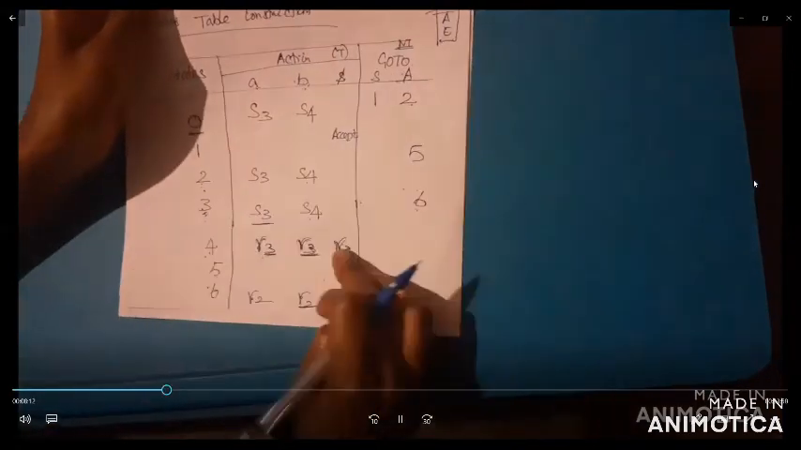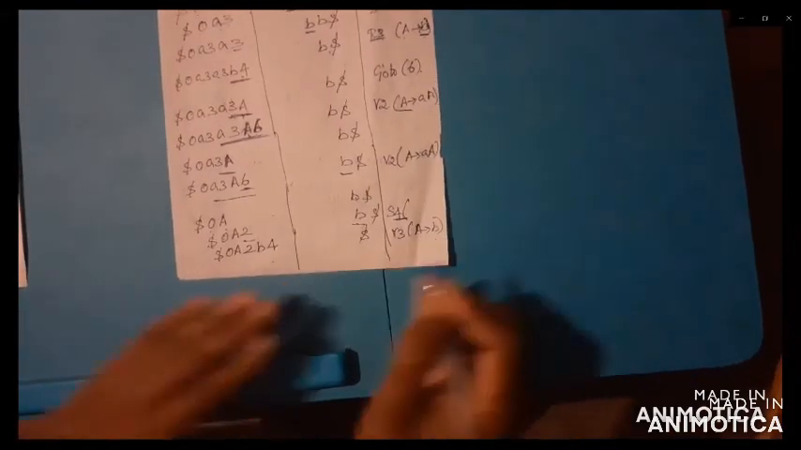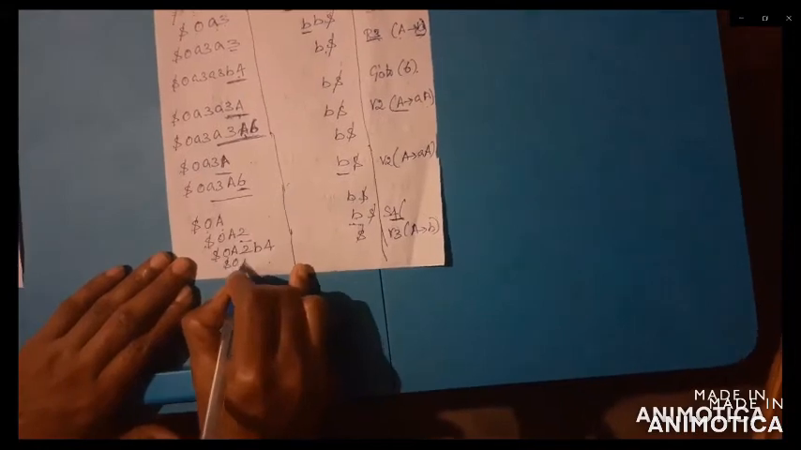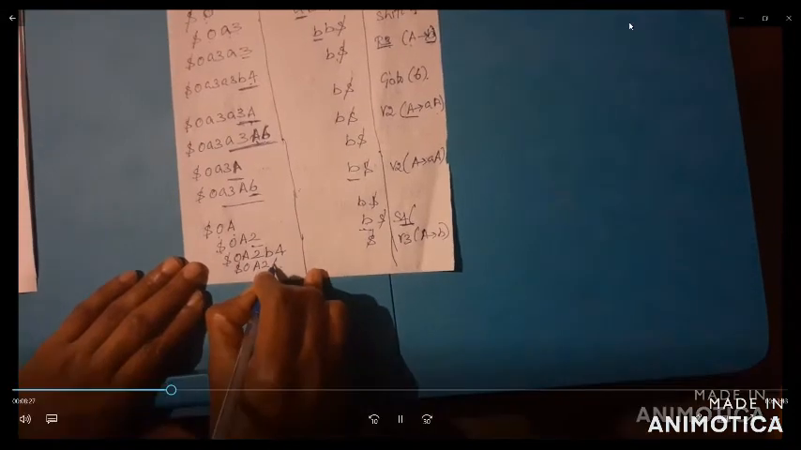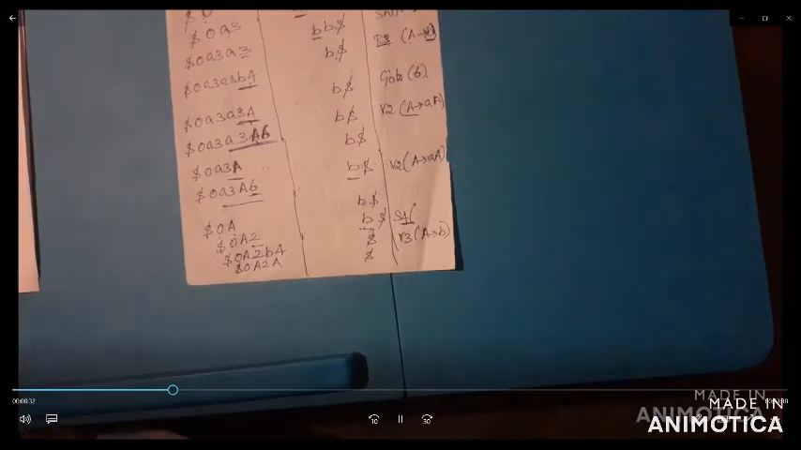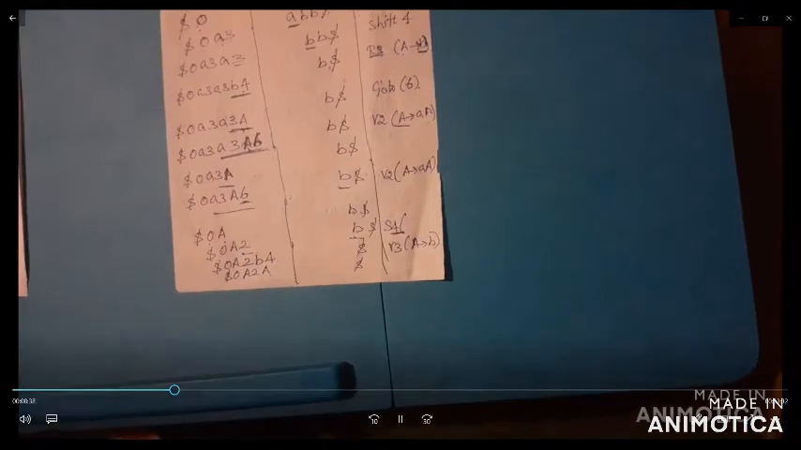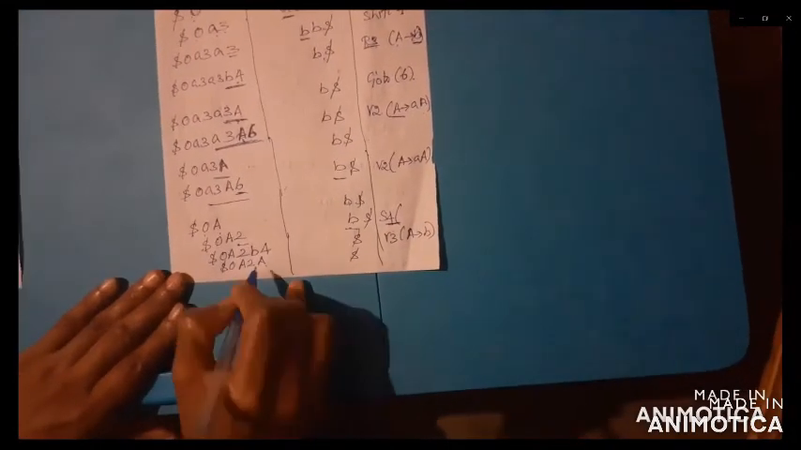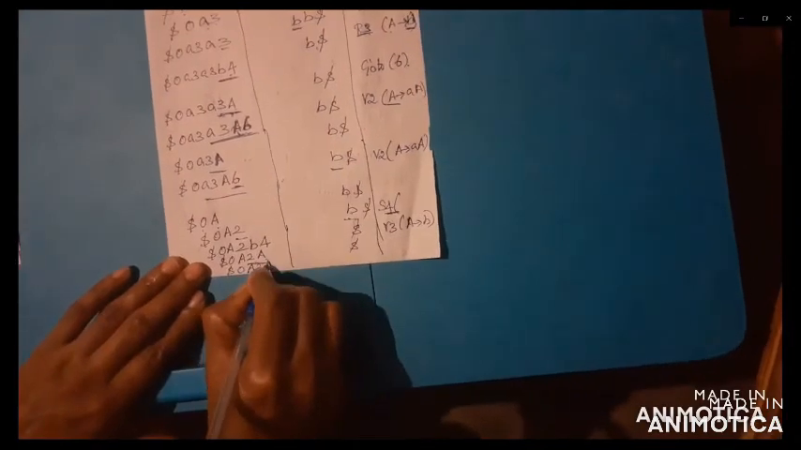Okay. What is $4? $4 is R3. What is R3? R3 is A tends to B. So $0 A to A $. Okay. What is 2A here? 2A is 5. So $0A to A $5. Okay, it's clear.